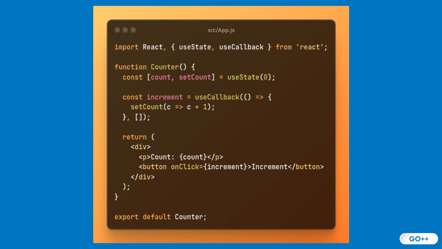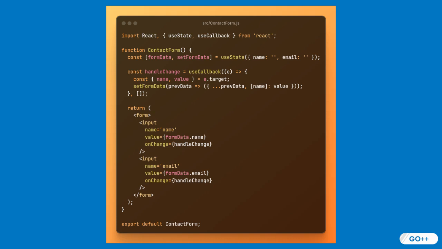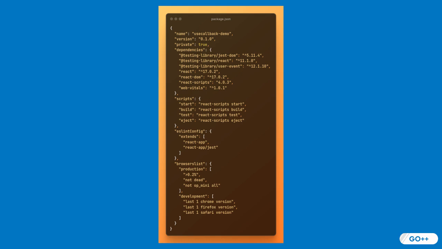This is a basic example of using the useCallback hook to optimize a button-click handler in a React component. This example showcases a more complex use of useCallback in handling form input changes efficiently. This is the package.json file for setting up the React project with necessary dependencies.